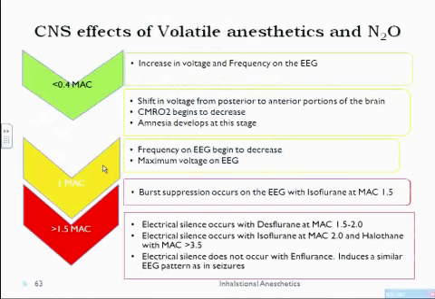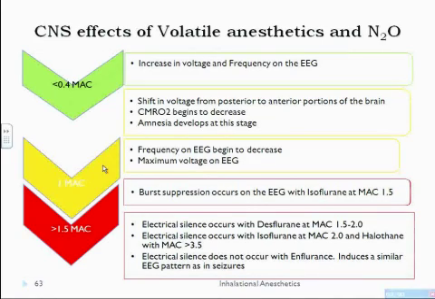If you look at volatile anesthetic agents and the EEG activity, as you begin to put the person to sleep, as long as you're under 0.4 MAC, the person will usually have increased voltage and frequency on the EEG, which still indicates that they're awake. As the person falls asleep and goes to a greater MAC value, you get a shift in voltage from the posterior to the anterior portion of the brain. The cerebral metabolic rate of oxygen consumption begins to decrease, and amnesia develops at this stage.